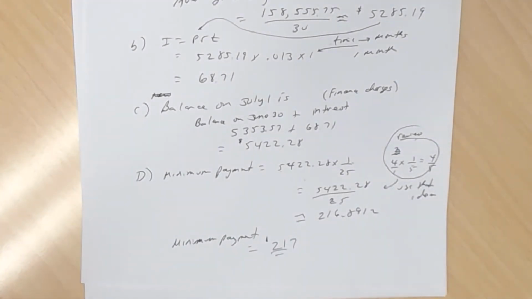That's my minimum payment, $217. Now, always keep in mind, you better make sure that you send this before the due date, because if they get it after the due date, you're going to get a fine. You're going to get a late charge, a late fee. So always keep that in mind. Some banks will make you pay a late fee.